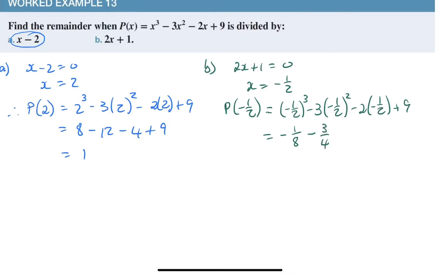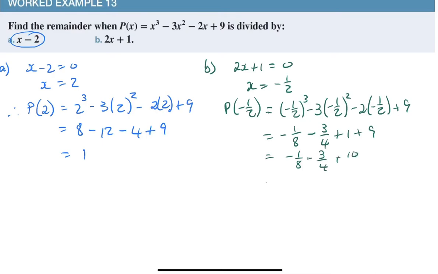I have a 2 divided by a 2. 2 times 1 is 2, divided by 2 is 1. A negative times a negative is positive, so it's positive 1, positive 9. That is minus 1 over 8, minus 3 over 4, plus 10.